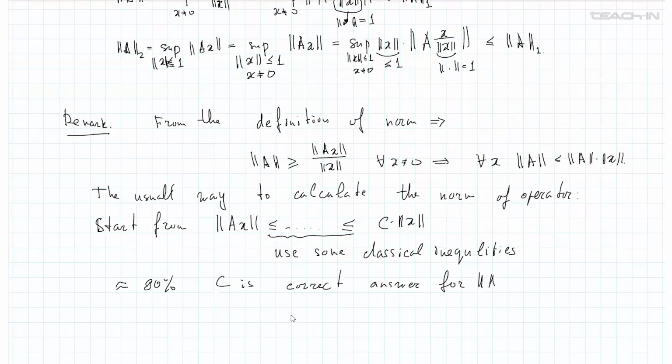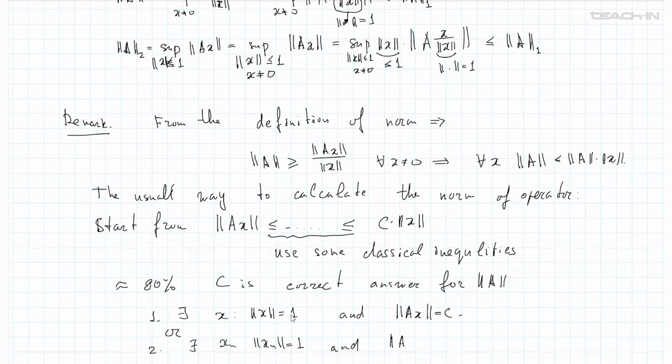But to prove it, we must show one of two cases. First case: there exists x such that its norm is 1 and the norm of Ax equals c. Or second: there exists a sequence x_n with norm equal to 1 and the norm of Ax_n tends to c. If you obtain one of these, then we can conclude that it is the real norm.